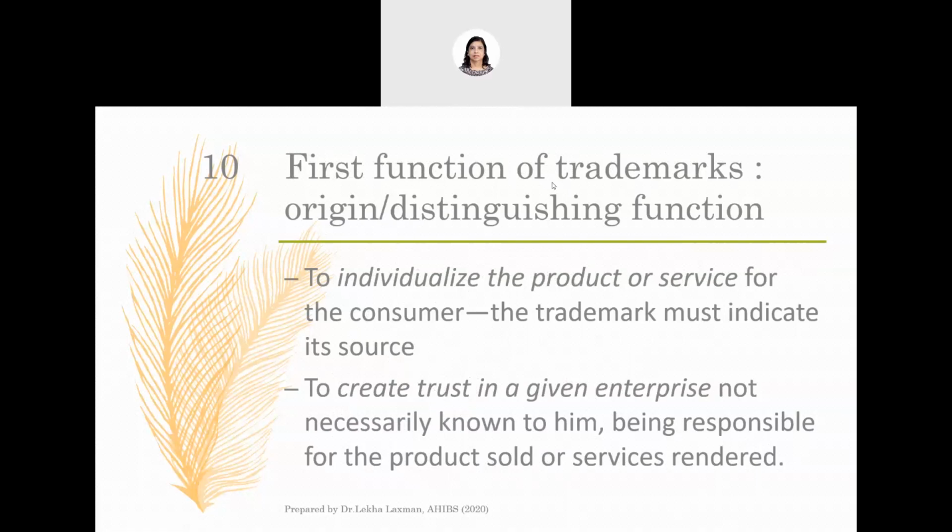Okay, so you can see the first function is to individualize the product, right? And then, of course, when you individualize it, it indicates its source. And then also to create trust, because normally if a consumer uses your goods and they are very satisfied with it, then there is also trust created in relation to that trademark, because people identify a particular good and say, okay, I know the goods that I've bought are reliable, of quality, and so on. So consumers have a feeling of trust towards that particular product sold or services rendered, right?